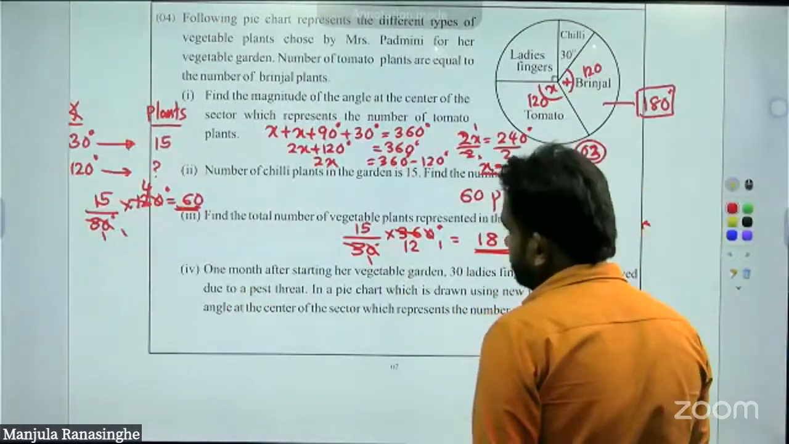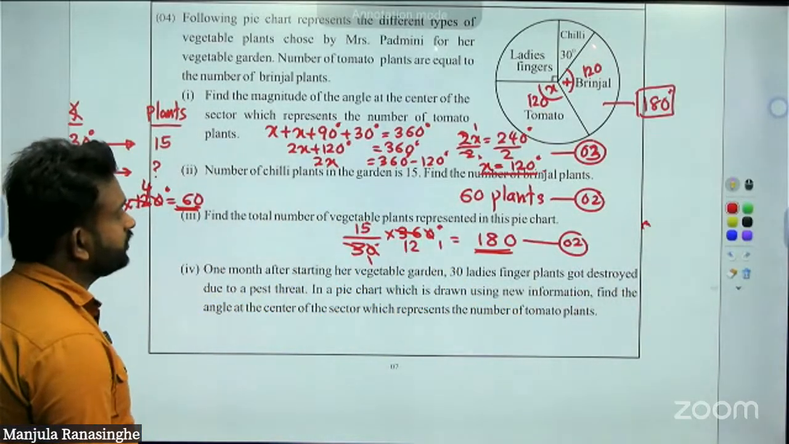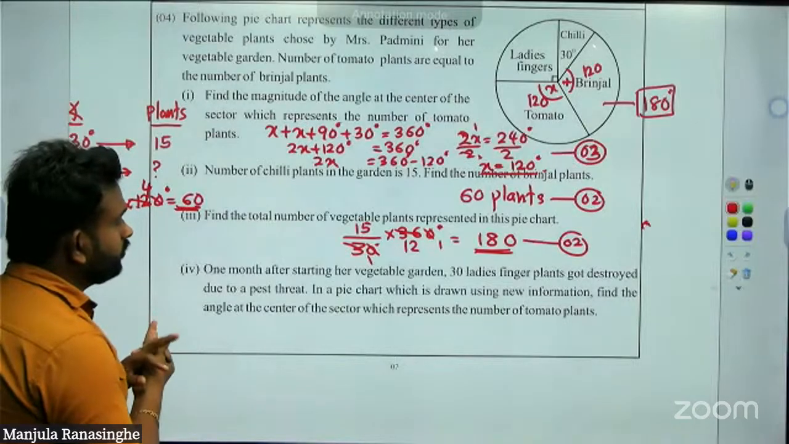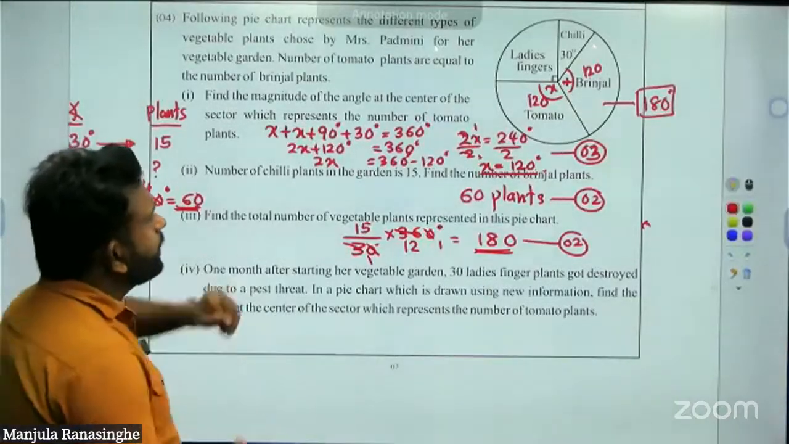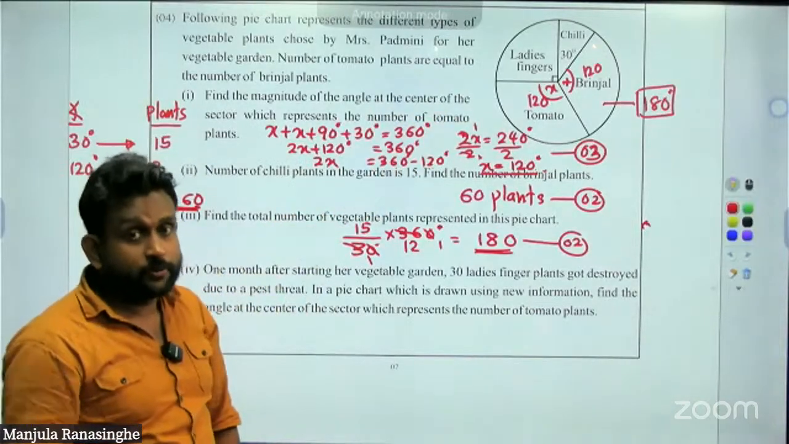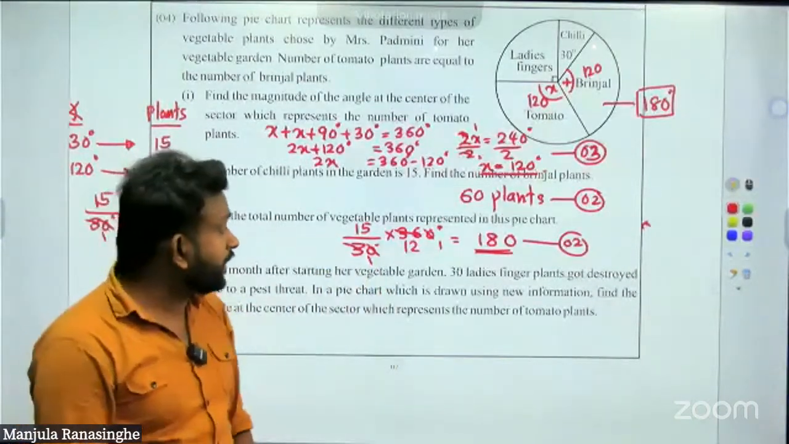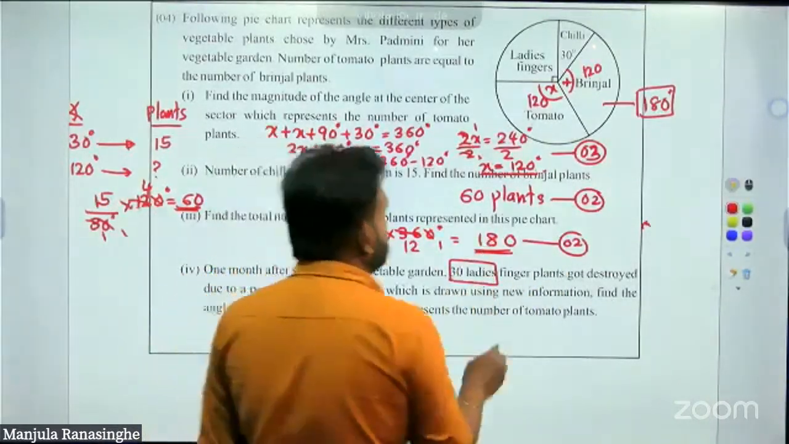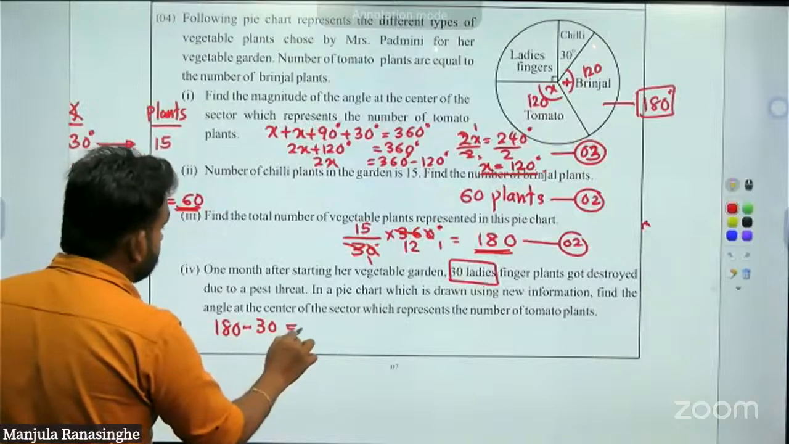Okay, fine. One month after starting the vegetable garden, 30 ladies' finger plants got destroyed due to pest threats. In the pie chart, don't use new information. Find the angle at the center of the sector which represents the number of tomato plants. Now, what happened when the ladies' fingers go down? Does it impact the tomato angle? Yes. How does it impact? Because the total plants get reduced. So now the total plants get reduced by 30, since 30 ladies' fingers were destroyed. Previously the total was 180, then subtract 30, now it becomes 150.